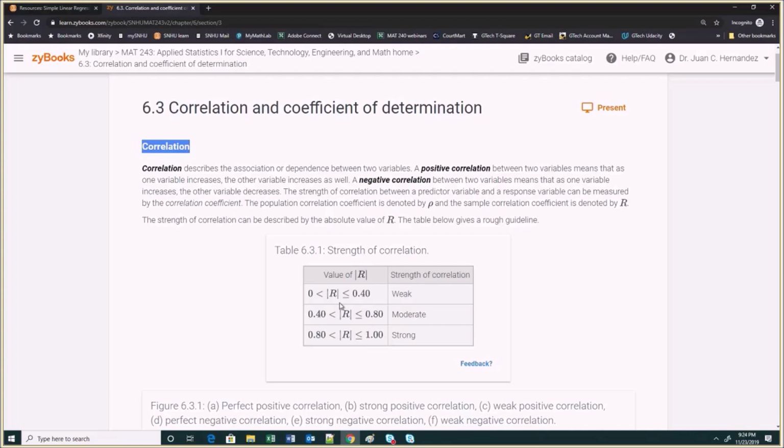Now note here that we are using the absolute value. So you also have a strong correlation when the correlation coefficient is between -0.8 and -1. Moderate when it's between -0.4 and -0.8. And weak when it's between 0 and -0.4.